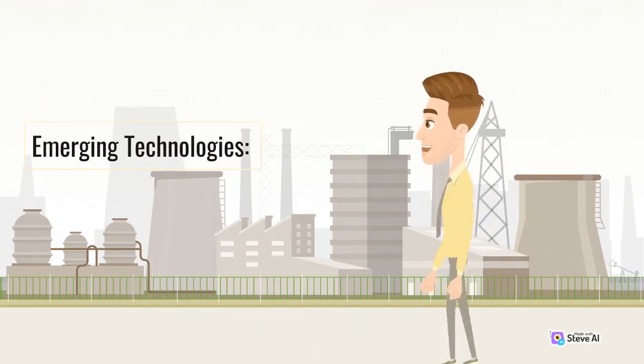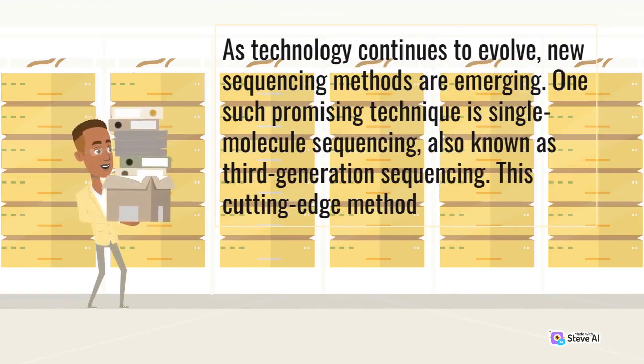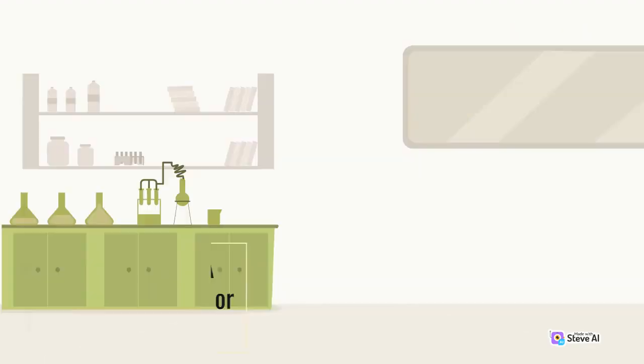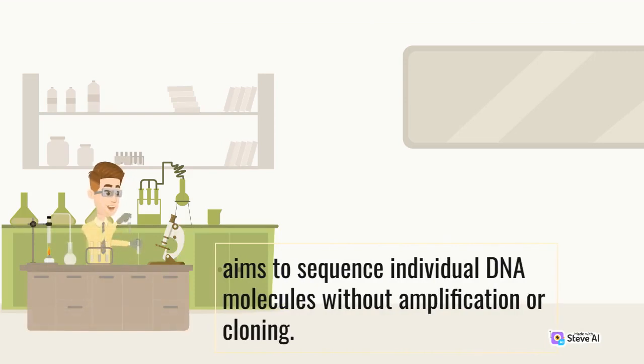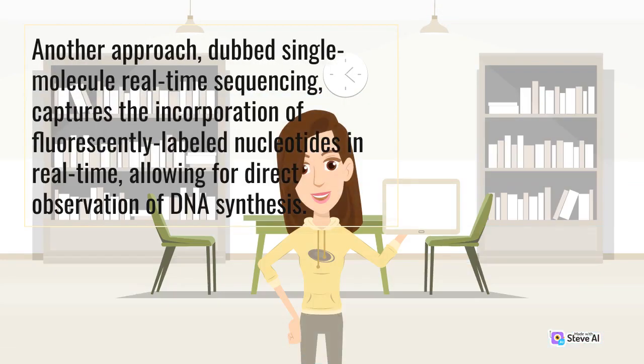Emerging technologies. As technology continues to evolve, new sequencing methods are emerging. One such promising technique is single-molecule sequencing, also known as third-generation sequencing. This cutting-edge method aims to sequence individual DNA molecules without amplification or cloning. Another approach, dubbed single-molecule real-time sequencing, captures the incorporation of fluorescently labeled nucleotides in real time, allowing for direct observation of DNA synthesis.